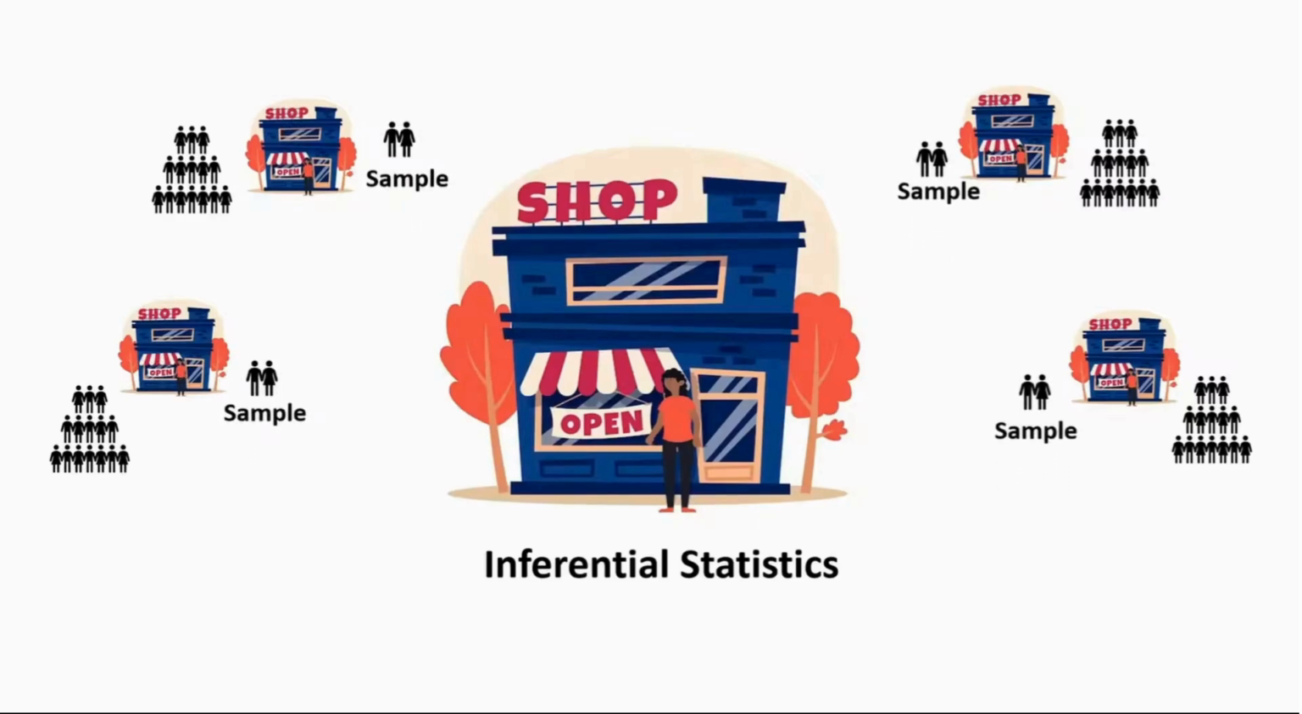Instead, we survey a sample of customers at each store and use inferential statistics to estimate overall interest in a design across the entire chain. With inferential statistics, the company can use sample data to draw conclusions about its customer base as a whole, saving time and resources. Now, let us talk about predictive statistics.